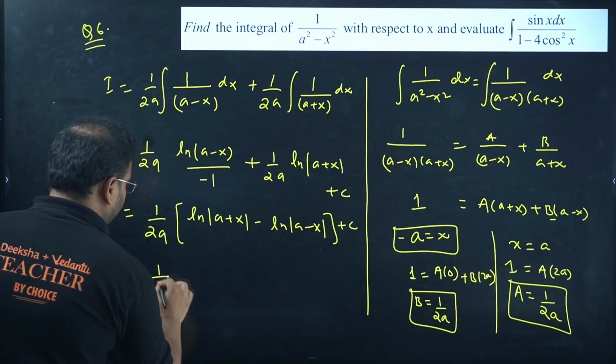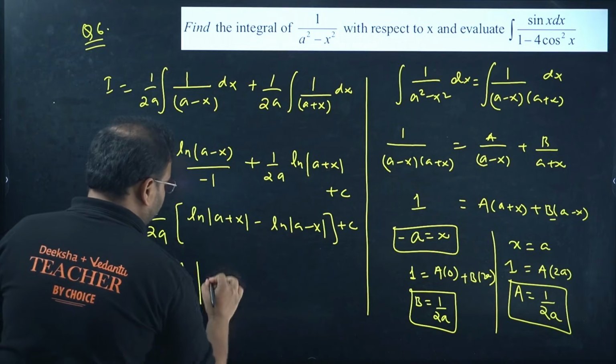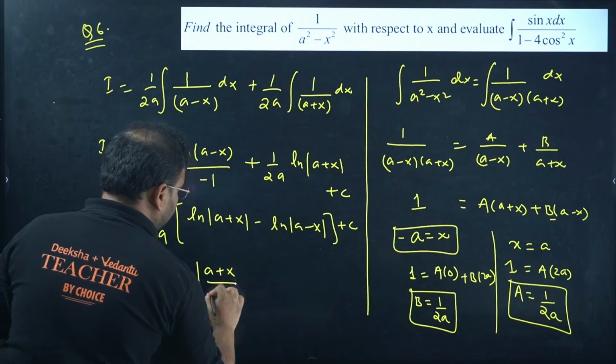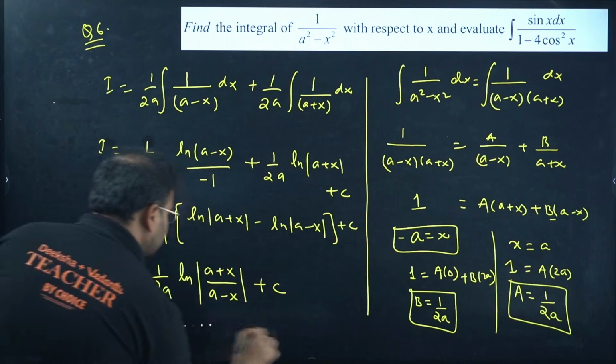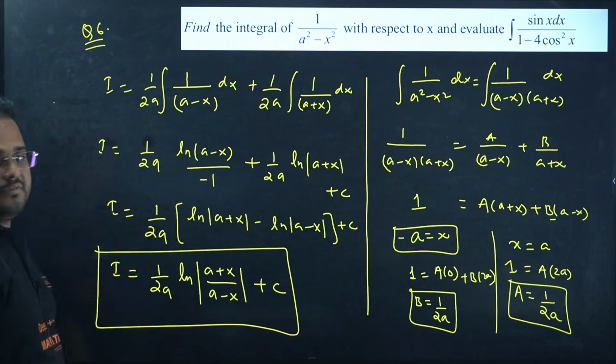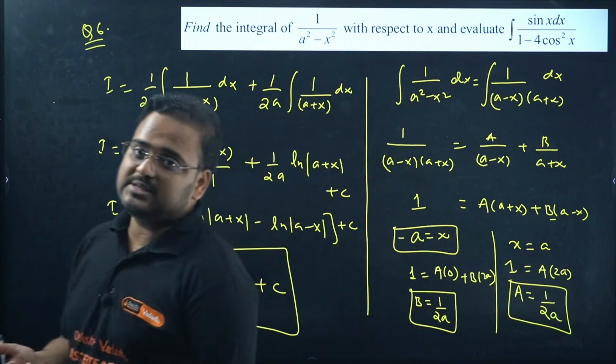I equals 1 upon twice of a. Write the log directly, log a minus log b. So a plus x upon a minus x plus c. This is your integration's final answer. This is a particular function's result. Got it, guys? All the steps are clear. I hope it makes sense to all of you.